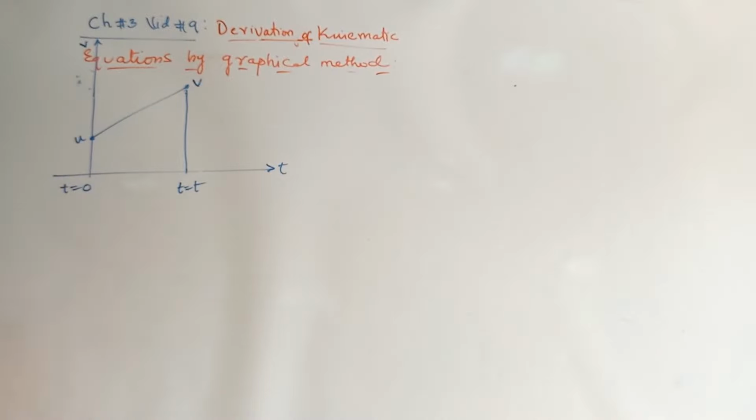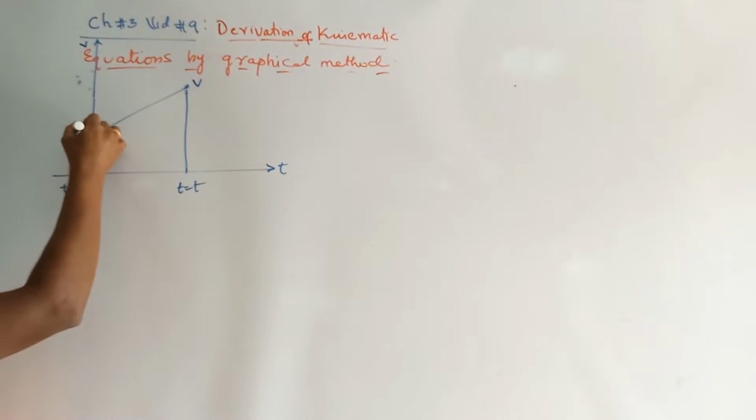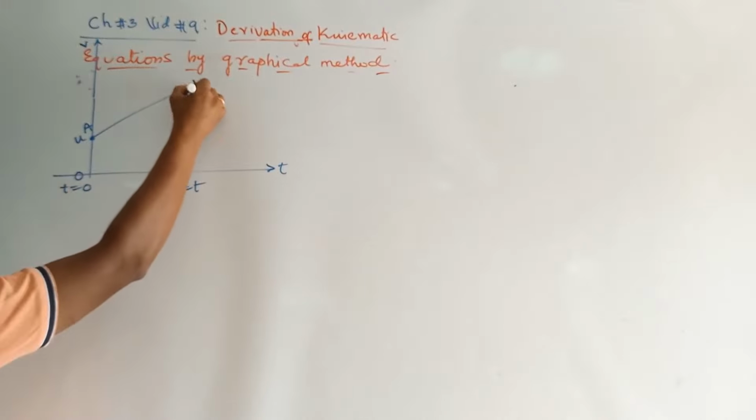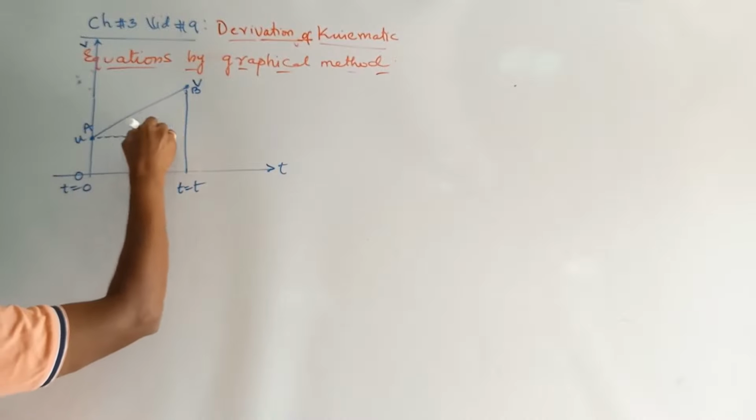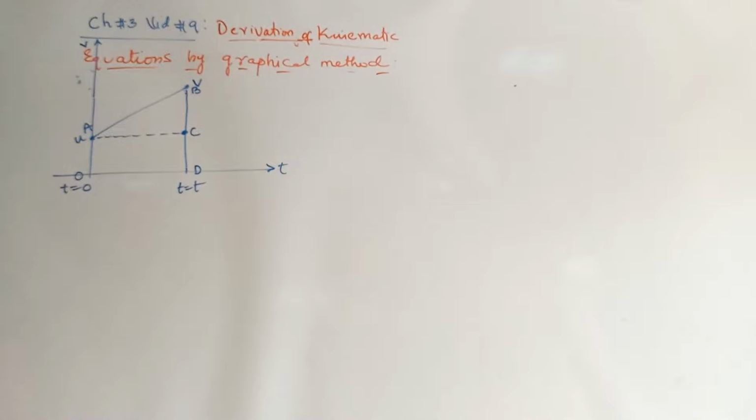The second kinematic equation. To find the area, I'll first give some naming convention. Let me call this point A, this point B, and if you draw a line like this, this point C, and let this be D. There are two regions in this.